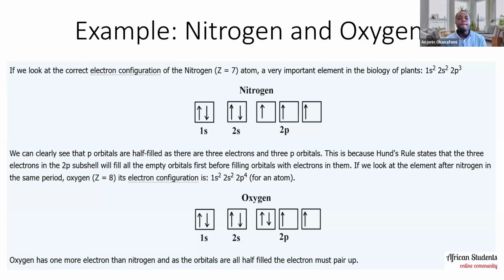So oxygen has 1 more electron than nitrogen. And as the orbitals are all half filled, the electrons must pair up. And that's one thing about that. I hope you get the concept. Okay, just let me have your feedback in the comment section so that I will know that you are actually following the topic. All right.